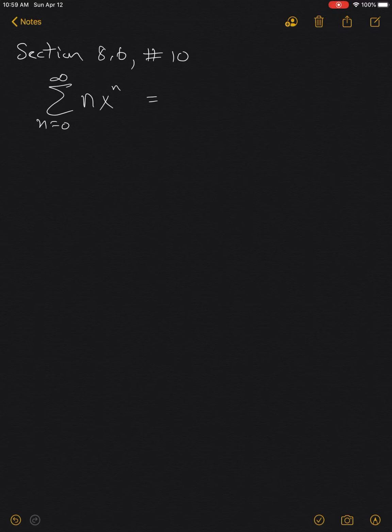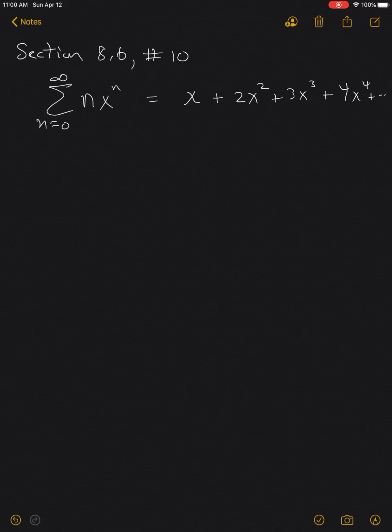Look at the first few terms. It's n times x to the n, so 0 times x to the 0, we don't have a constant term. 1 times x to the 1 plus 2x squared plus 3x cubed, and so on. And so we're asking, what values of x can we plug into this series that will yield a convergent series? Convergent in the sense of how we talked about convergent series earlier in chapter 8.